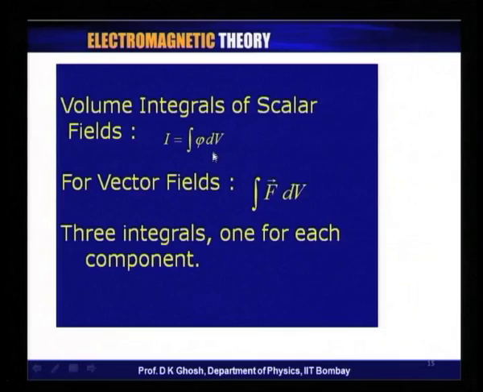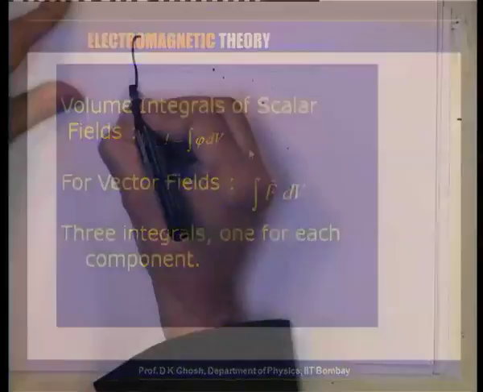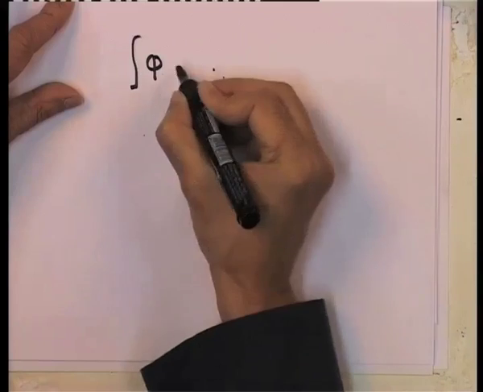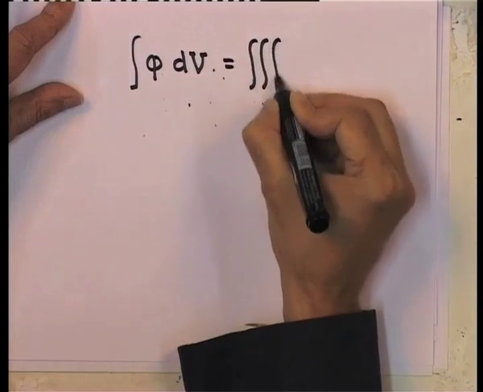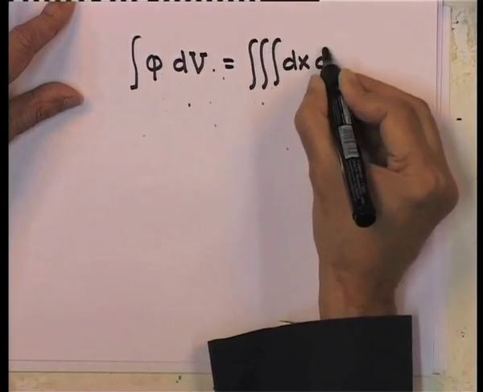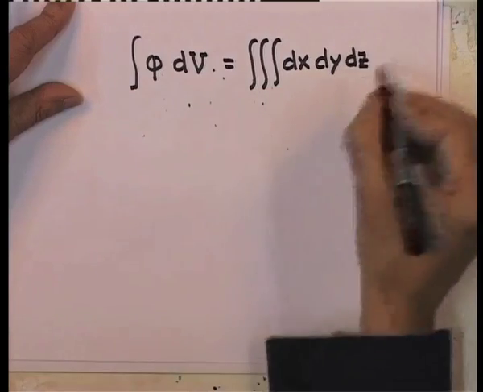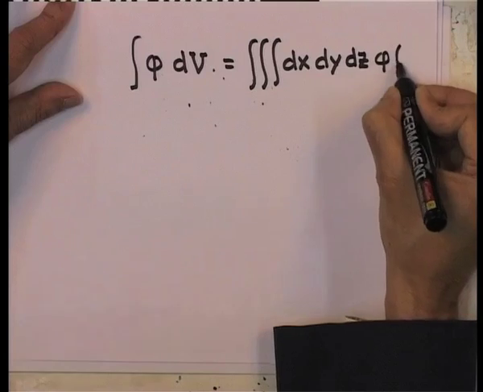this concept to a three-dimensional integral. But this is much simpler, because the integral is simply a volume integral over a scalar function. A scalar function is phi, and so this is nothing but normal triple integration, which you are familiar with. So, volume integral phi dV, V here is the volume, is nothing but triple integral over x, y, z of phi, which is a function of x, y, and z.